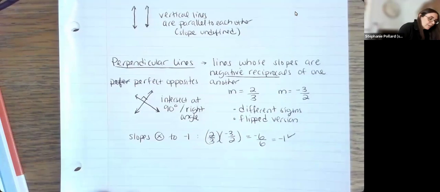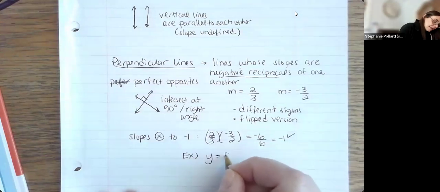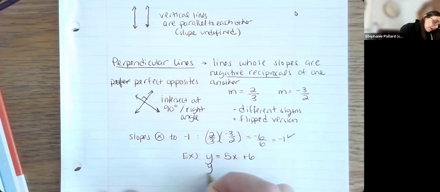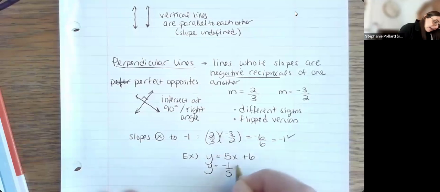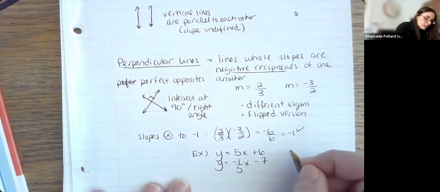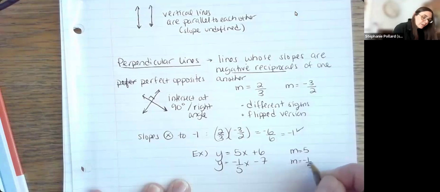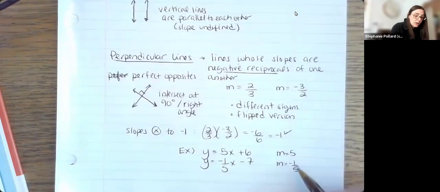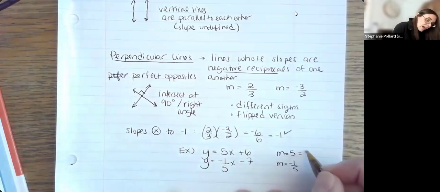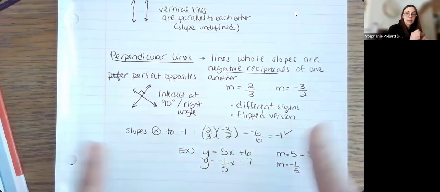So as another example here, let's say one line is 5x plus 6, and the other line is -1/5 x minus 7, for instance. Now, in the first case, our slope is 5. In the second case, our slope is -1/5. Now, they do work here, right? One is positive, one is negative. And you do have a flipping action because 5 is the same thing as 5/1, right? So I can actually flip that to 1/5. So this is perpendicular.